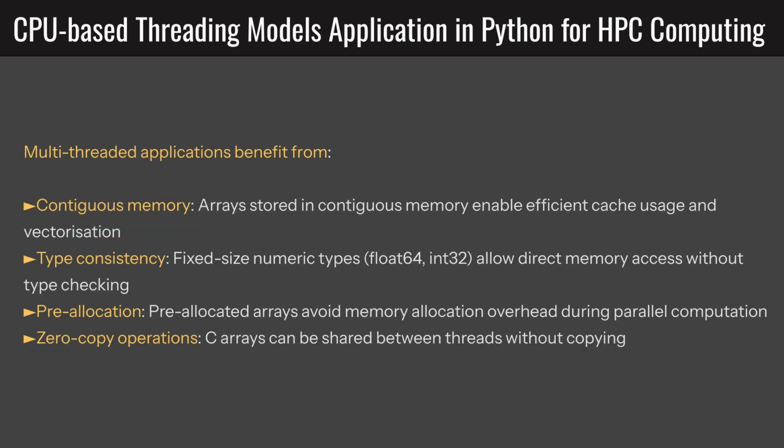Multi-threaded applications benefit from contiguous memory. Arrays stored in contiguous memory enable efficient cache usage and vectorization. Type consistency: fixed-size numeric types, float64, int32, allow direct memory access without type checking. Pre-allocation: pre-allocated arrays avoid memory allocation overhead during parallel computation. Zero-copy operations: C arrays can be shared between threads without copying.